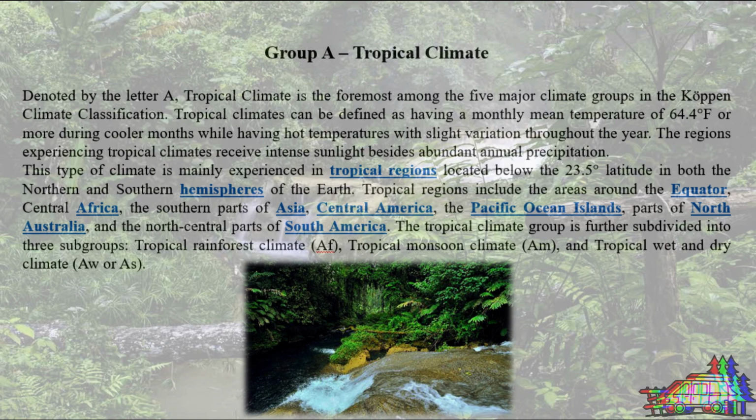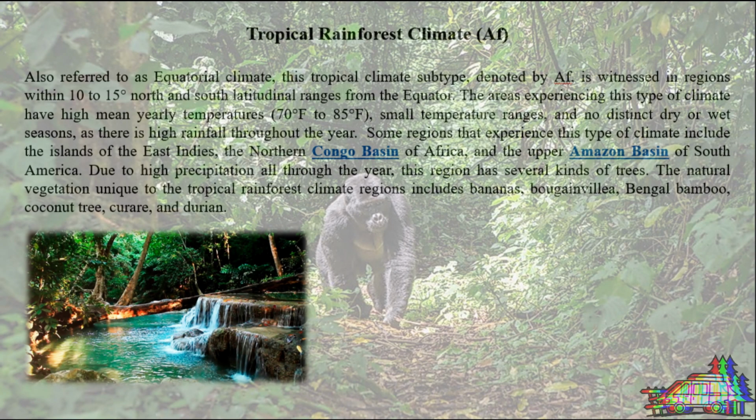The tropical climate group is further subdivided into 3 subgroups: Tropical Rainforest Climate, Af, Tropical Monsoon Climate, Am, and Tropical Wet and Dry Climate, Aw or As. Tropical Rainforest Climate, also referred to as Equatorial Climate, this tropical climate subtype, denoted by Af, is witnessed in regions within 10 to 15 degrees north and south latitudinal ranges from the equator.